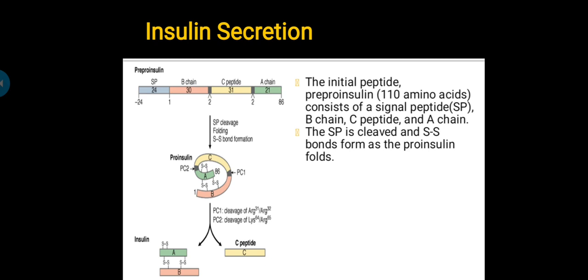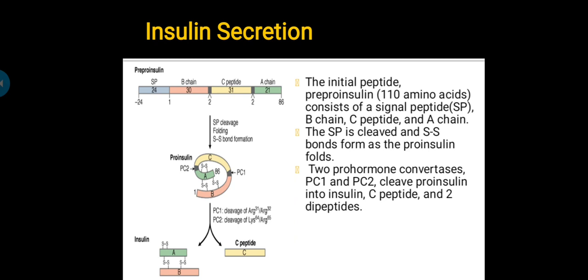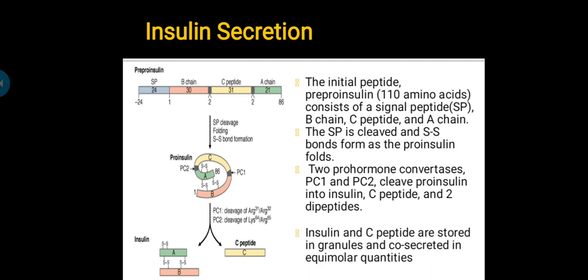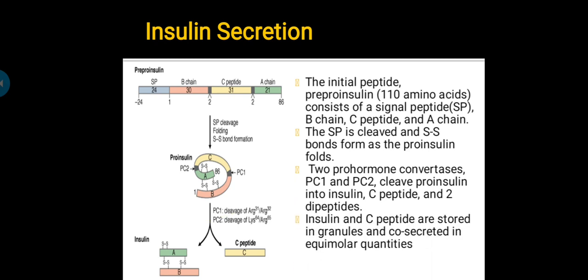It contains A chain and B chain of insulin as well as the connecting C peptide. So two prohormone convertases, PC1 and PC2, cleave proinsulin into insulin, C-peptide and 2 dipeptides. So A chain, B chain and C peptide. Okay. So this is the 86 amino acid structure, proinsulin. It is formed after cleavage of the SP, signal peptide. And after that, the prohormone convertases PC1 and PC2 act.